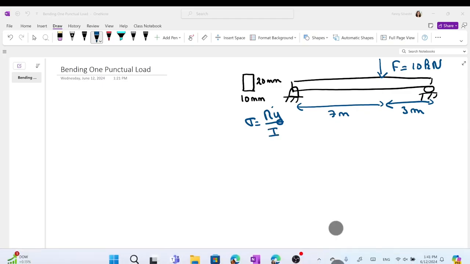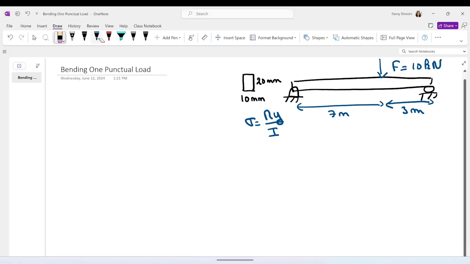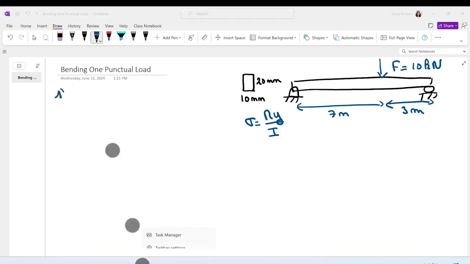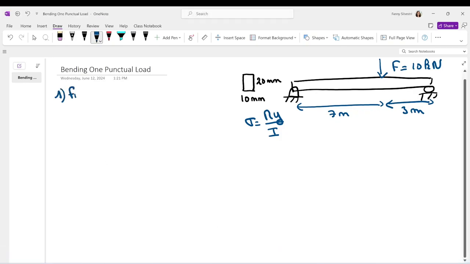So the first step is to find that moment. And I will do the long way. I will do the shear and bending diagram so we have all this information. So I will write the steps at the same time on the left and on the right to make my graph. So number one, what we need to do is find the reaction force.